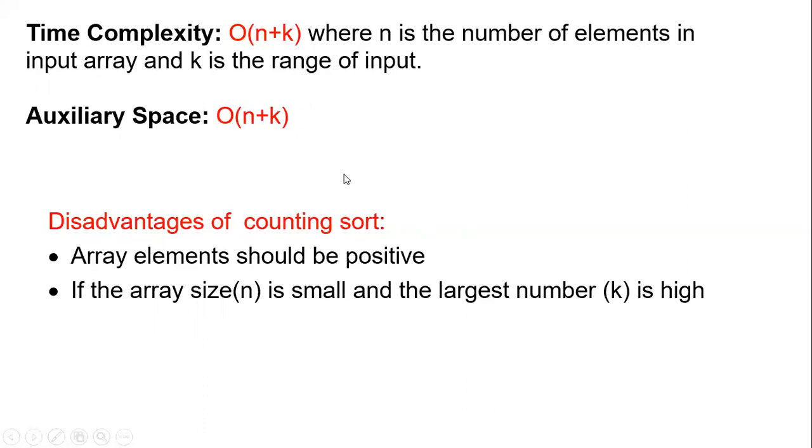I mentioned 2 disadvantages of the counting sort. All elements should be positive. If the array size n is small and the largest number k is high, then we need extra space. For example, if we have, as I mentioned, an array of 20 elements and we have one element 10,000, then the size of the count array should be 10,000 plus 1.